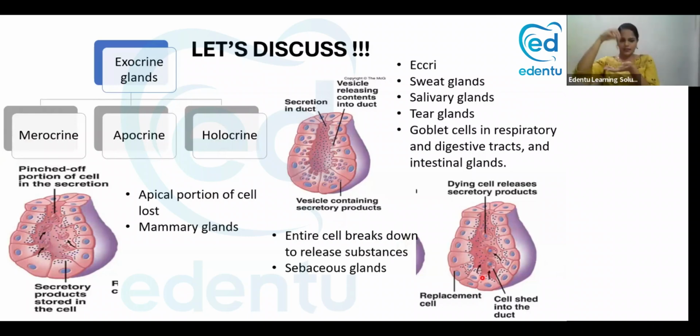Apocrine means only the apical part of the cell is destroyed, and in merocrine, vesicles will be there. This kind of holocrine secretion is usually seen in the sebaceous glands in the skin. Usually, the entire cell will break down and it will release its contents into the duct.